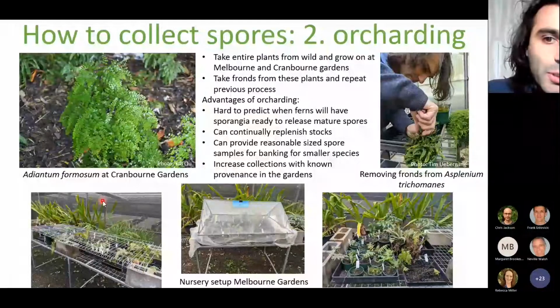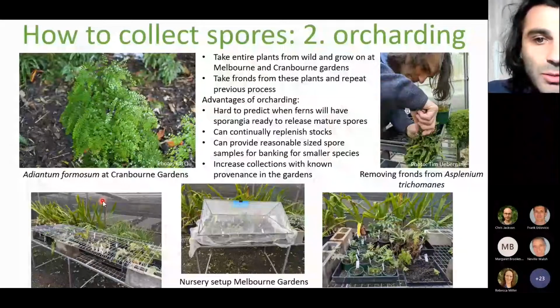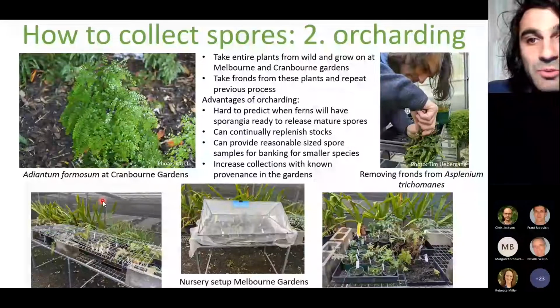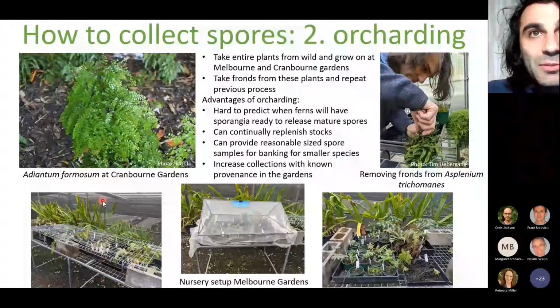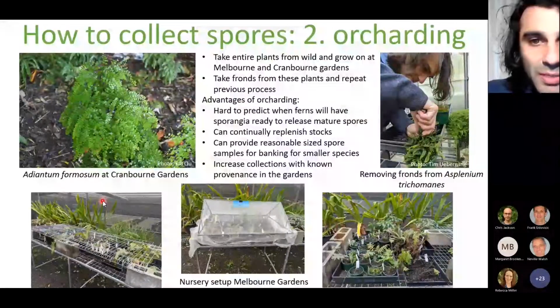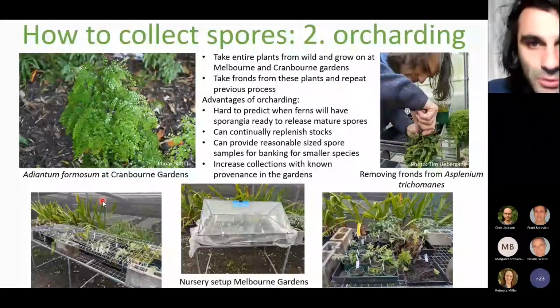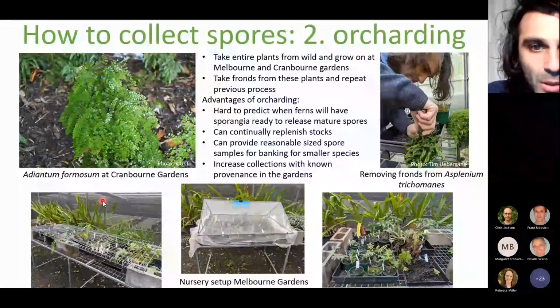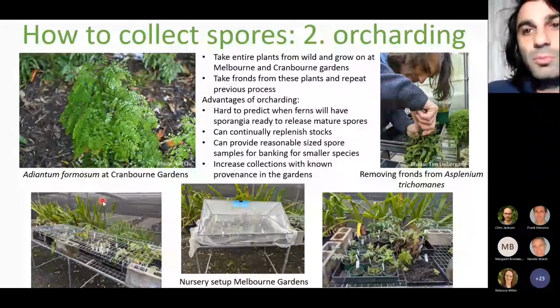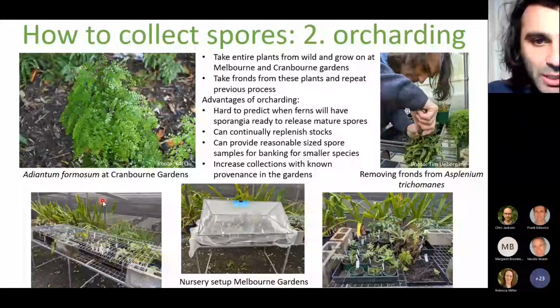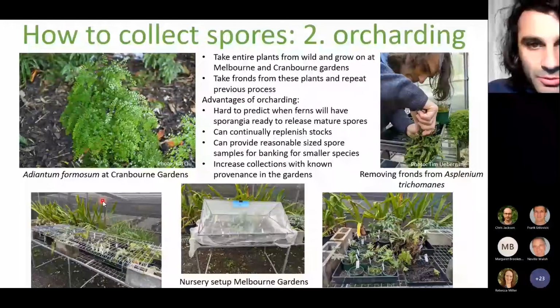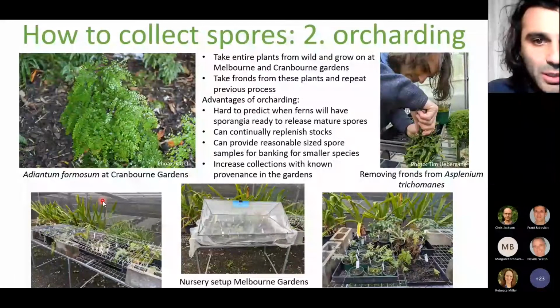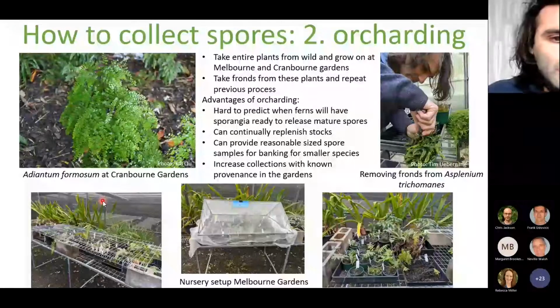It's also useful if you've got small species that will only shed a small number of spores in one shot. So for small species, we'll probably sample multiple times until we get a reasonable size collection that we can actually deal with better and have a little bit spare for doing trials and things like that. And it's also a good source of new material for the gardens too. So if I've got lots of spores, I can germinate lots of plants that can then produce more spores and then produce plants with known provenance for the public collections in the gardens.